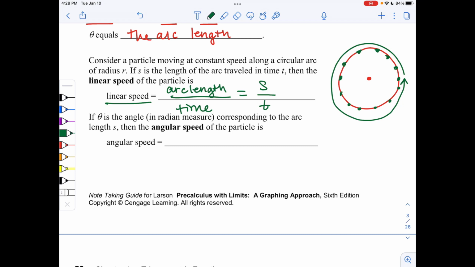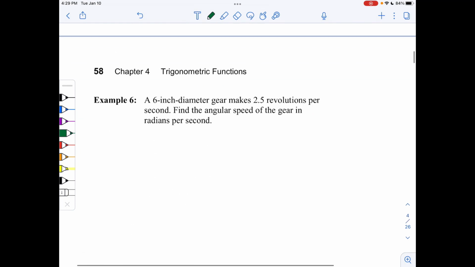If theta is the angle in radian measure corresponding to the arc length s, then for the angular speed, we don't care so much about the size of the circle, but we're talking about how fast we are changing the arc of the angle. That angular speed is the central angle divided by the time, otherwise known as theta divided by t. So let's do an example.